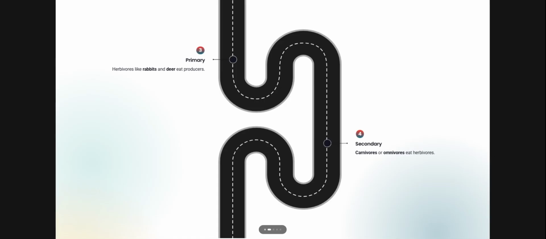Next, we have the primary consumers, herbivores like rabbits and deer that feed directly on plants. So following them are secondary consumers, which include carnivores and omnivores that eat herbivores, and then other consumers such as top predators like wolves, which feed on secondary consumers. Those are called tertiary consumers. So again, those are those top predators.